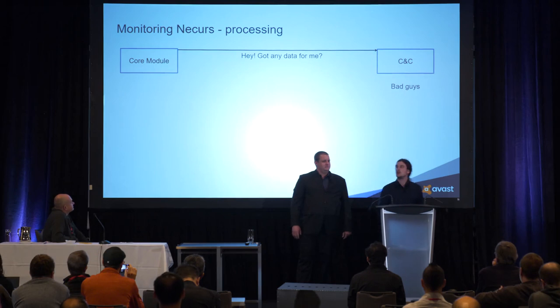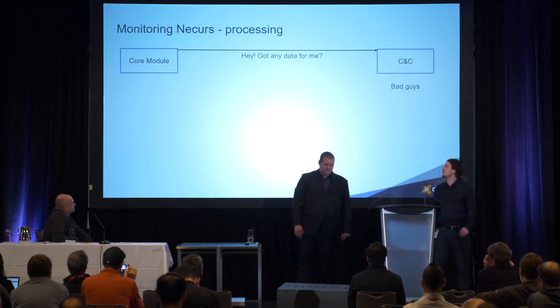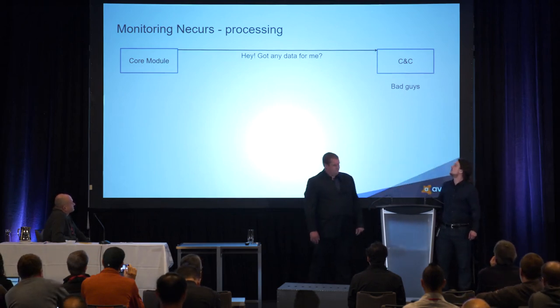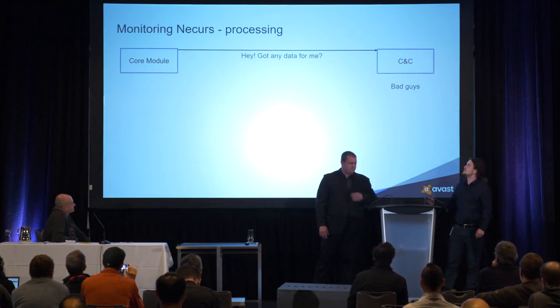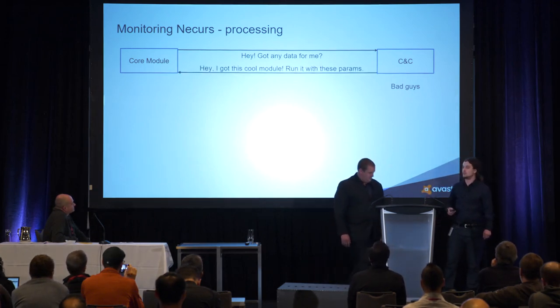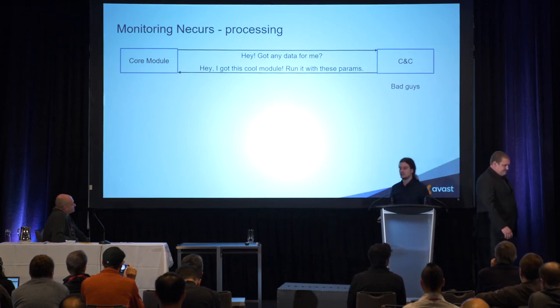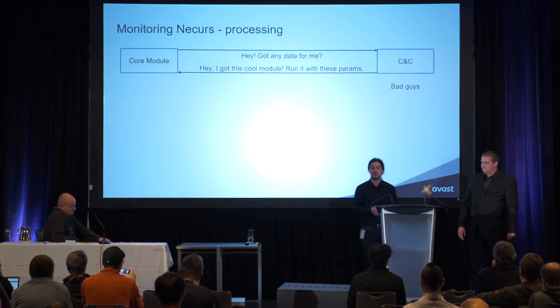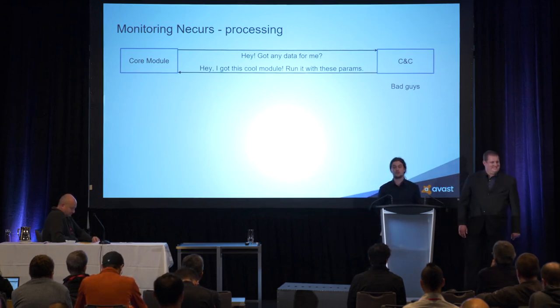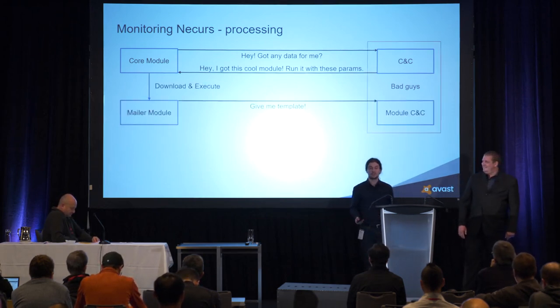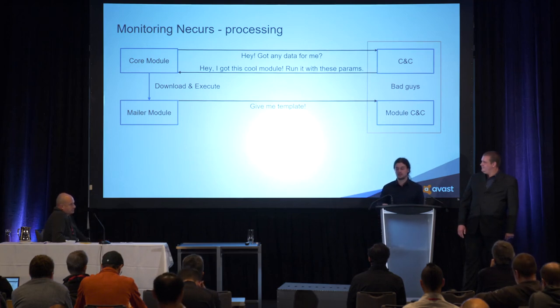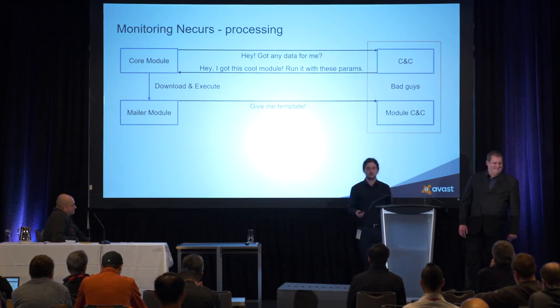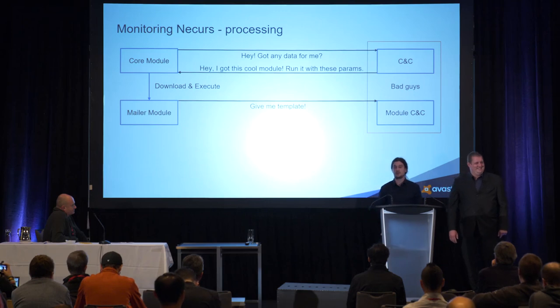So how does it work? The core module, that's the botnet itself, contacts its C&C server. It gets some interesting data, and provided there's a new module, it gets back its hash, so it can then similarly recover the module from the C&C server. Suppose we downloaded the mailer module. We download it and execute it with the parameters given before. This module is pretty simple. It asks for a template.